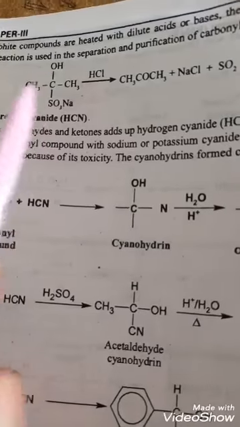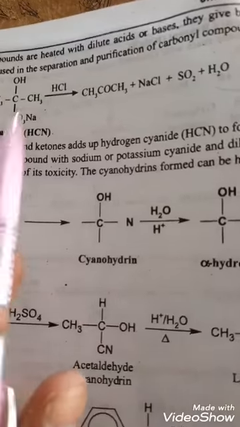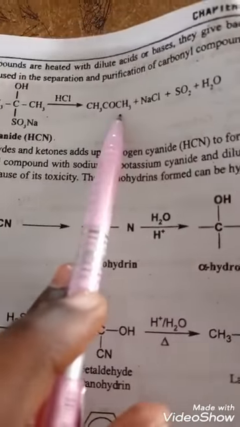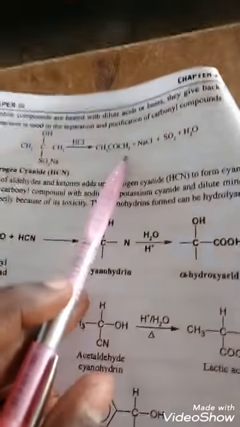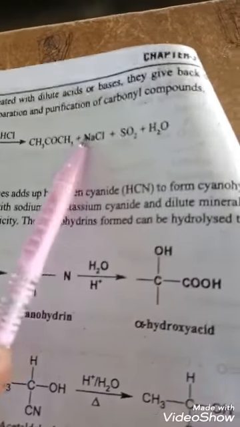In that, CH3 C OH SO3Na CH3. Okay, this is the bisulfite compound in presence of HCl to form CH3CO CH3. This is the diacetone. What is this? Dimethyl ketone. Okay, in presence of NaCl to form NaCl, sodium chloride, and SO2 plus H2O.